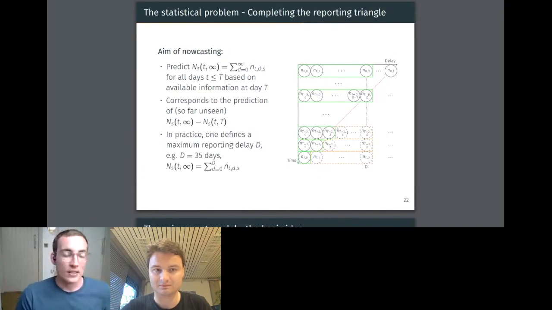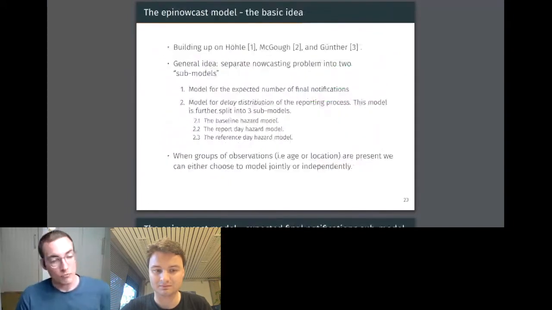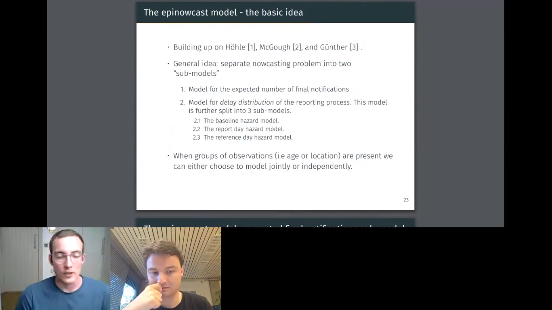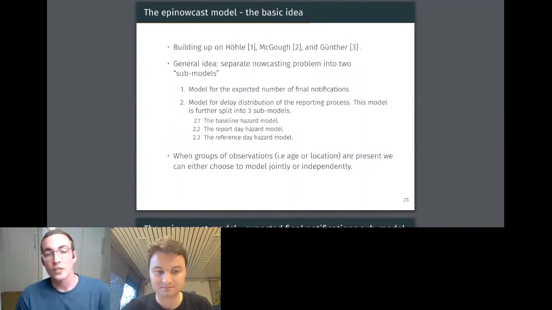And this has been done a lot in the literature, it's been reinvented again and again and again. I was actually just sent another new method that's revolutionizing infectious diseases, which is rediscovering nowcasting. But we have built on top of some of the work by Höhle, an der Heiden, and Günther, where Felix is also a collaborator here. And the idea is to separate it into two submodels. The first model is a model for the expected number of final notifications. And then the second model is a model for the delay distribution of the reporting process.